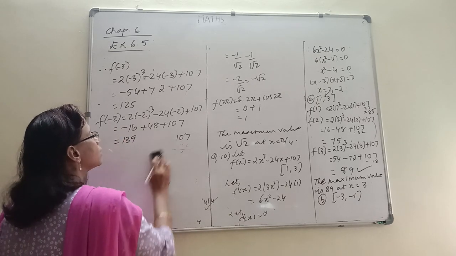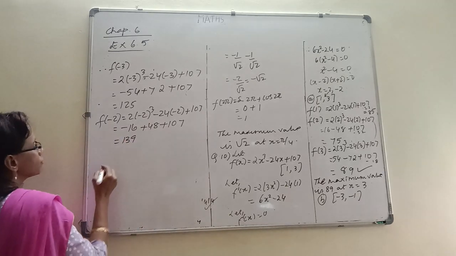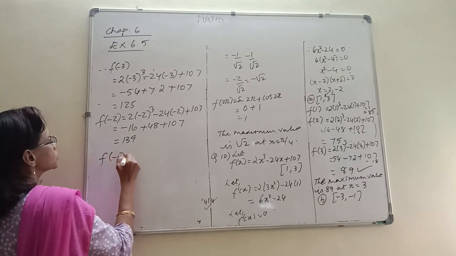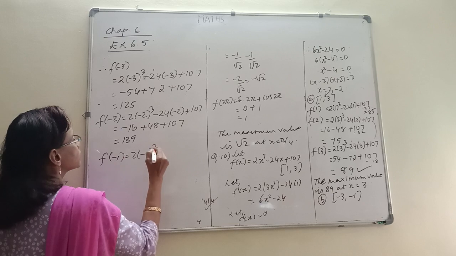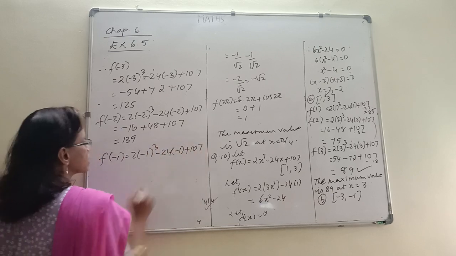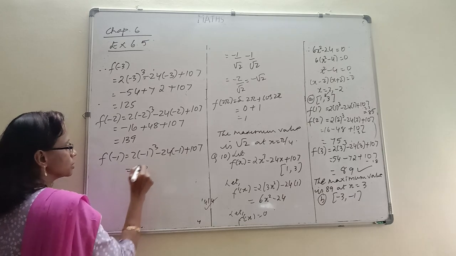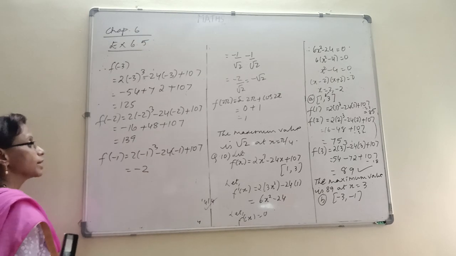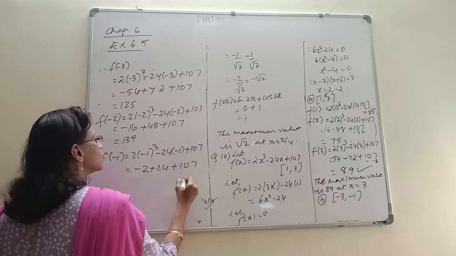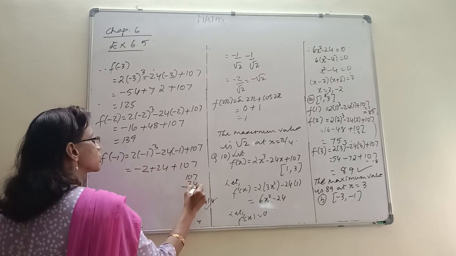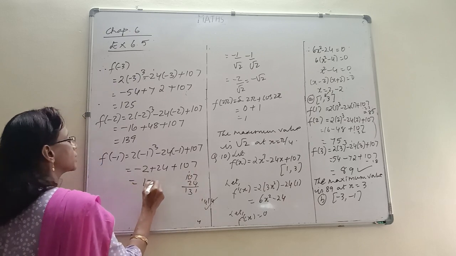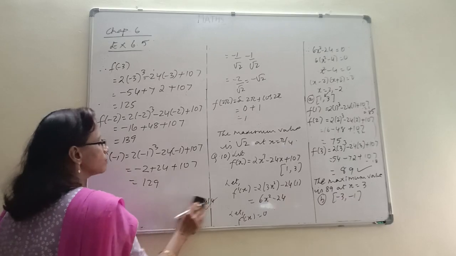And then we have f at negative 1. So that's 2 times negative 1 cube minus 24 times negative 1 plus 107. So that's going to be minus 2, because this is minus 1 times 2, and this is going to be plus 24 plus 107. Again, 107 plus 24 is 131, to be subtracted from 2, giving 129. So these are our values.